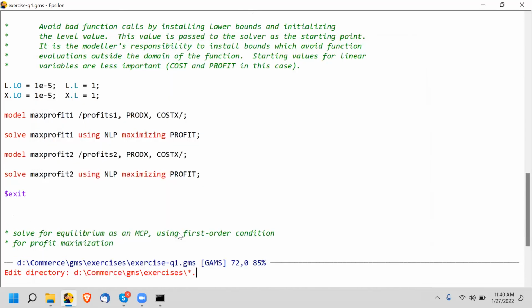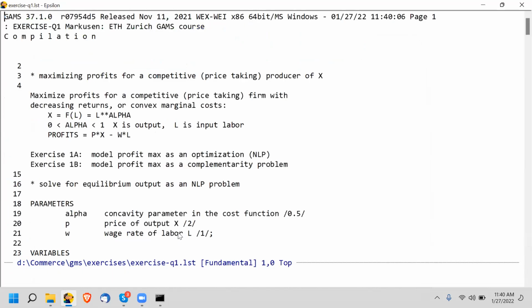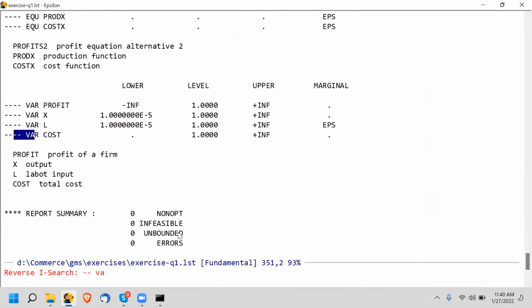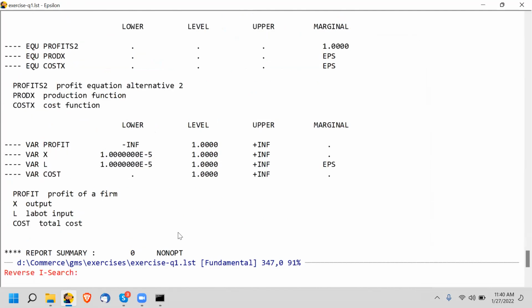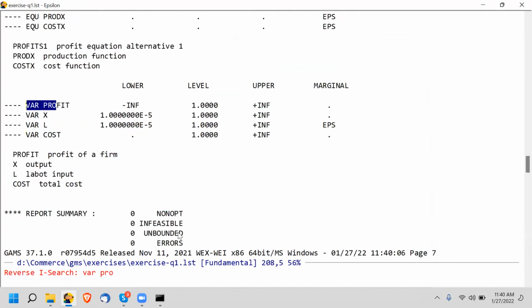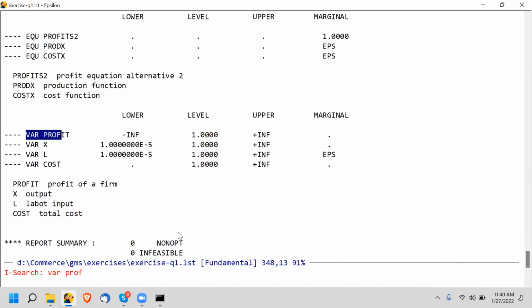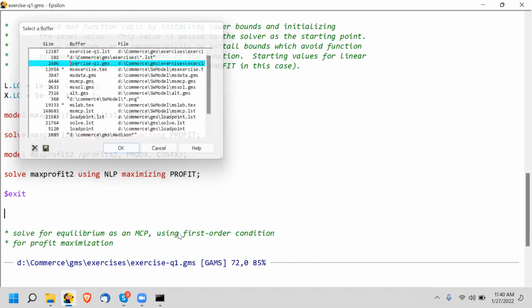If I look at the listing file, there's my second solution right there. Profit is 1. I look at var profit, and there it is, so I have 2 solutions that have exactly the same values. Yep, we got it too. Or at least I did. Did you get it? I'm doing it right now. I decided to exit. There you go. Yeah, I did it too.